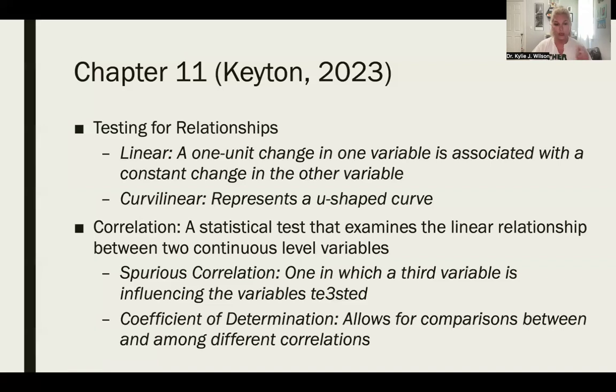So we have a spurious correlation. So there is a 3 in the word tested that's not supposed to be there. Sorry. Spurious correlation, one in which a third variable is influencing the variables tested.